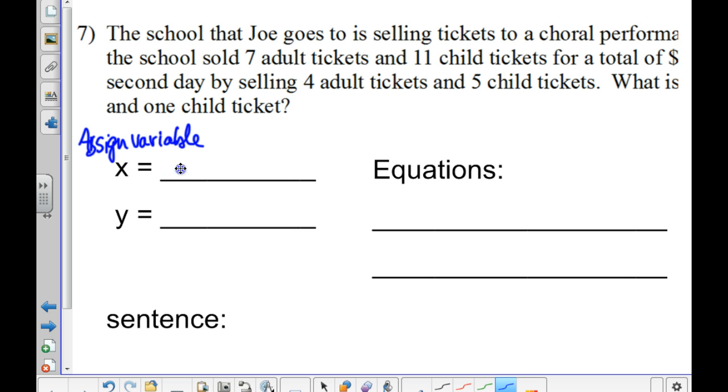What are the two things we're trying to find? Child price tickets and adult. Okay, the price of, which one do you want me to do for x? I did adults. Adult tickets?